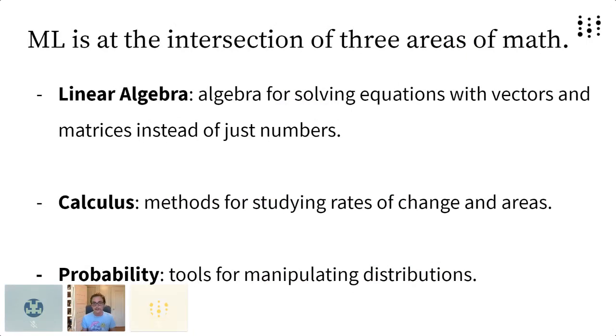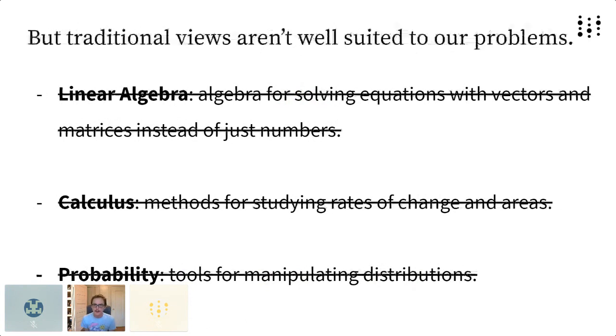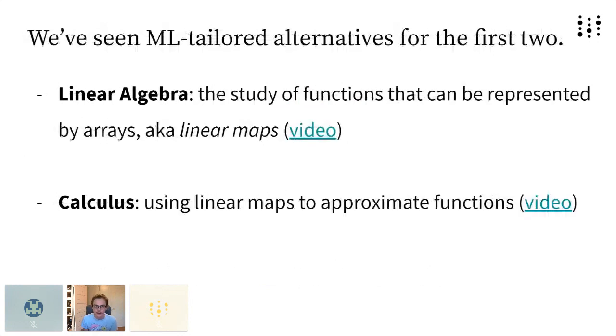And so there are ideas about how these areas of math should be explained, what they're for. For linear algebra, it's algebra for solving equations with matrices instead of just numbers. With calculus, it's for studying rates of change and areas under curves. And for probability, it's tools for manipulating distributions. But in the last couple weeks, I've been talking about how these traditional views aren't well suited to the problems that we have in machine learning, that linear algebra is not like algebra, and that there's a better way to think about calculus.